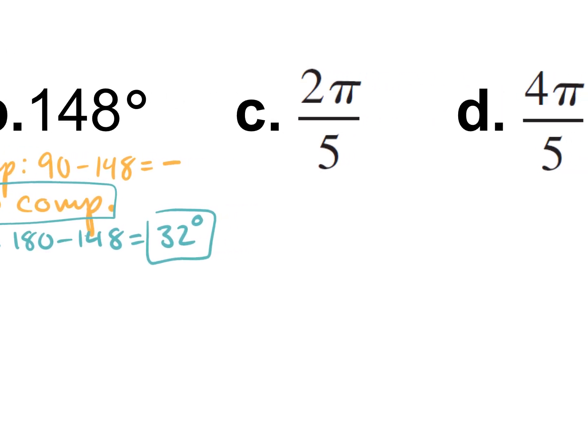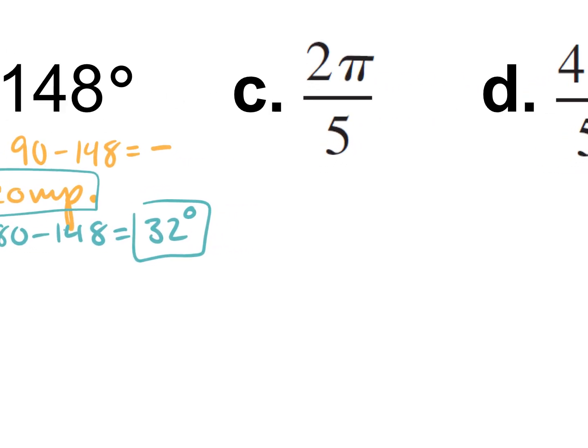Let's do the same thing, but now we have radians. So one way that you could do this is you could convert to degrees, but then you'd have to convert back. So let's just keep with what we were doing, but let's do it in radians. So for our complement, what would we do? Perfect. Pi over 2 is the equivalent of 90 degrees. So pi over 2 minus 2 pi over 5.